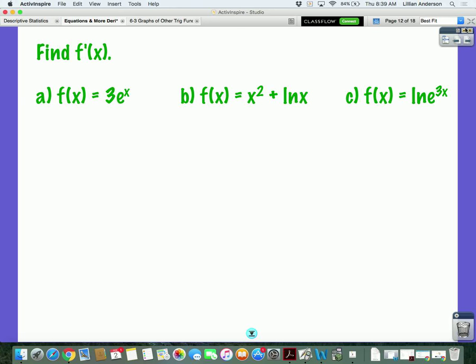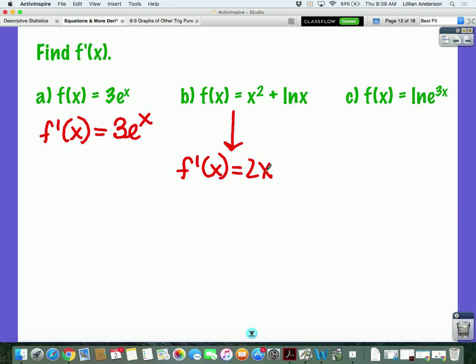So the very first one, 3e to the x is nothing but a constant times e to the x. What's the derivative of e to the x? E to the x. So this is just 3e to the x. This one, you use your sum rule. Take the derivative of both pieces. What's the derivative of x squared? 2x. And what's the derivative of ln of x? 1 over x. And there's your derivative for that one.